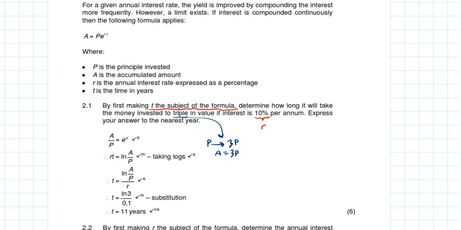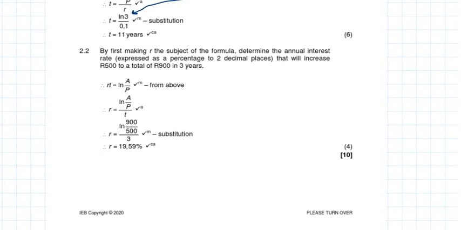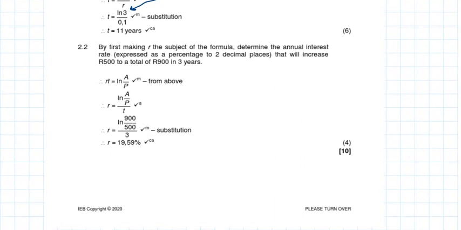So in the formula, when it is A over P, that will give us 3 in the solution. So yeah, that's it. And this time, making R the subject of the formula is the same process as making T the subject, and substituting the other values. You invested 500, then it became 900, and the duration is 3 years, so all the values are given. You just leave R alone, substitute the values and get the answer.